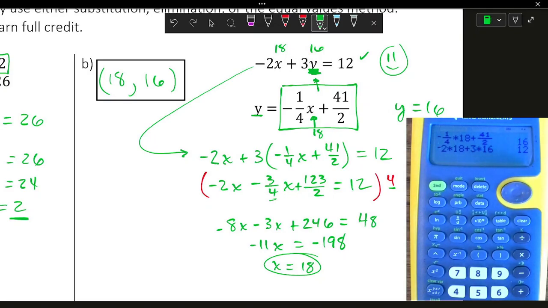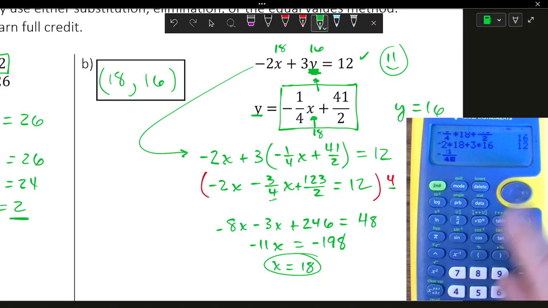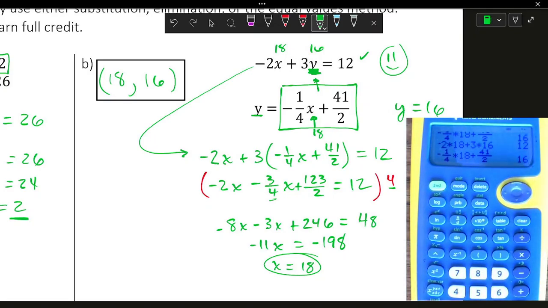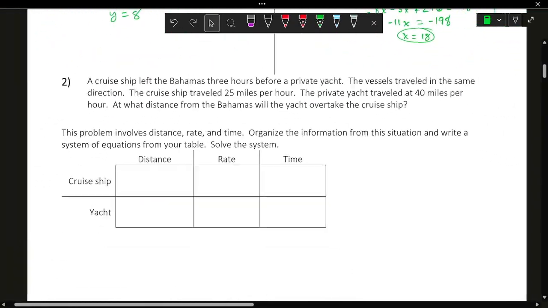Negative 1/4 times x, which is 18, plus 41 halves gives me, yeah, very good. So I didn't feel very confident. I was prepared to hunt down my mistake, but it looks like I got that. So let's move on to the second question.